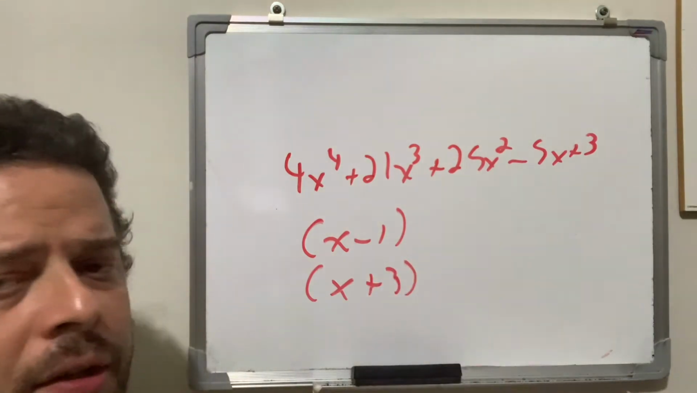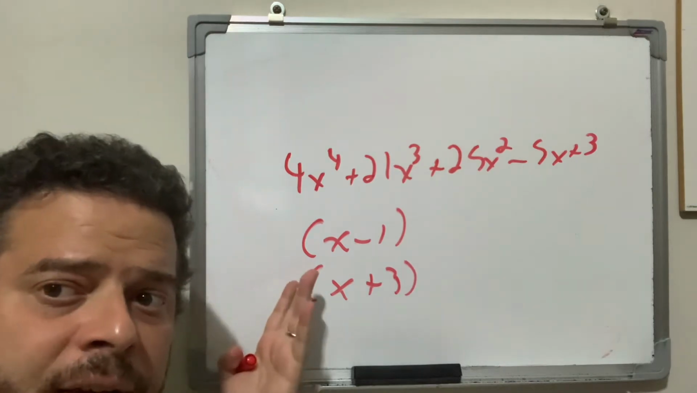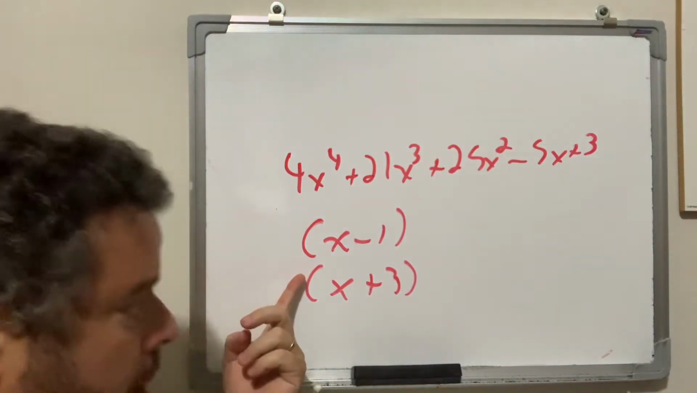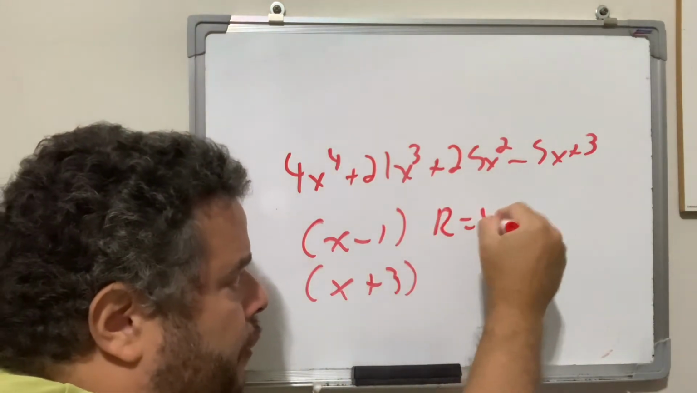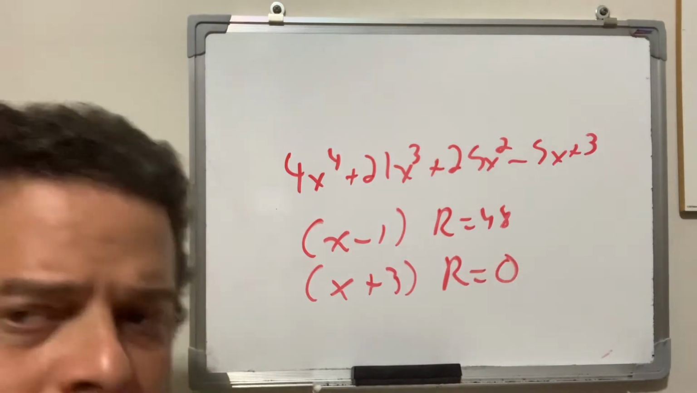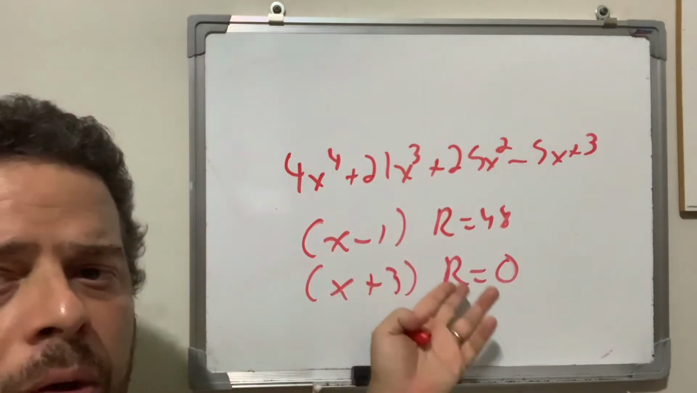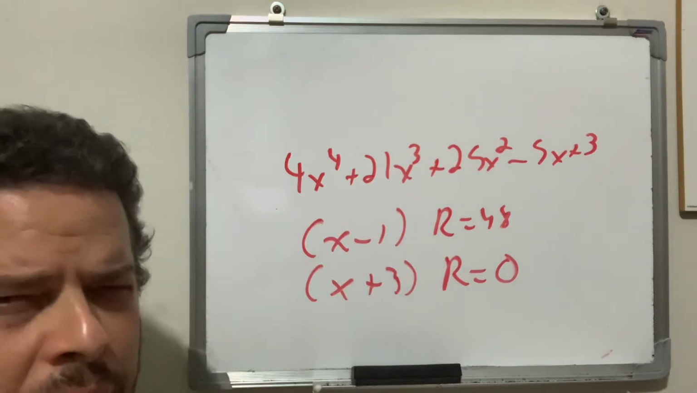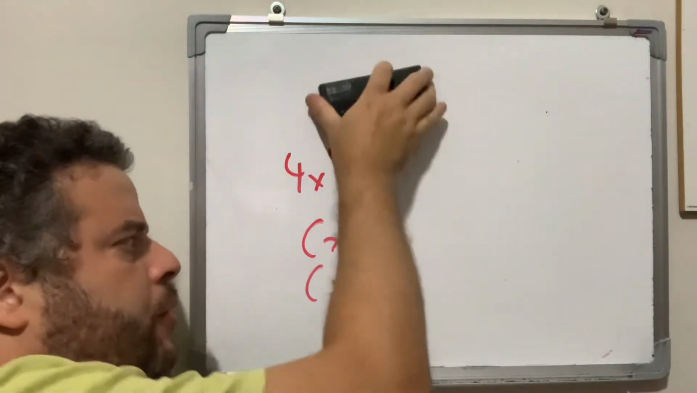Now, if you do synthetic or long division, because you can do both of these factors, or possible factors, you'll see that when you do the x minus 1, you're going to end up with a remainder of 48. And when you do x plus 3, you're going to end with the remainder of 0. What that means is that this is a factor of this polynomial. This is not a factor of this polynomial because you got a non-zero remainder. So that was the easy portion.